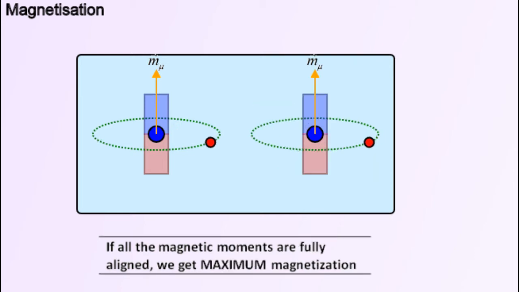In this case, the magnetic moments of both the electrons are parallel and they point in the same direction, that is upward. In such a case, the magnetization is maximum. You can think of this model in terms of small magnets where all the individual tiny magnets are aligned. So their magnetic moments are aligned, thereby providing the maximum magnetization.